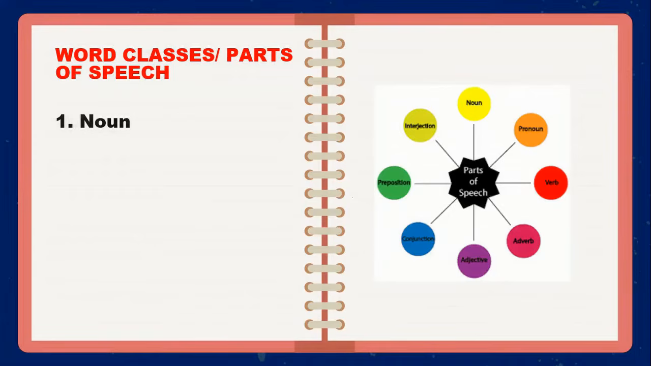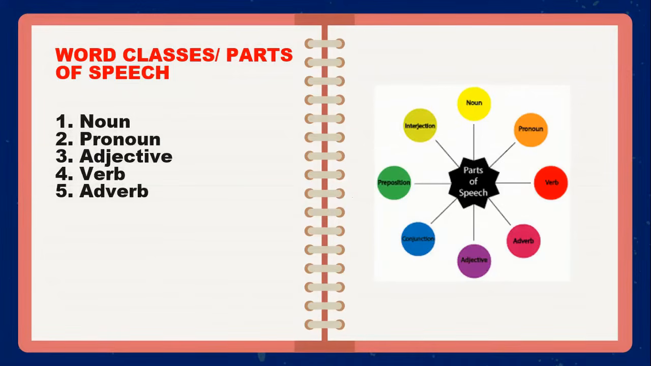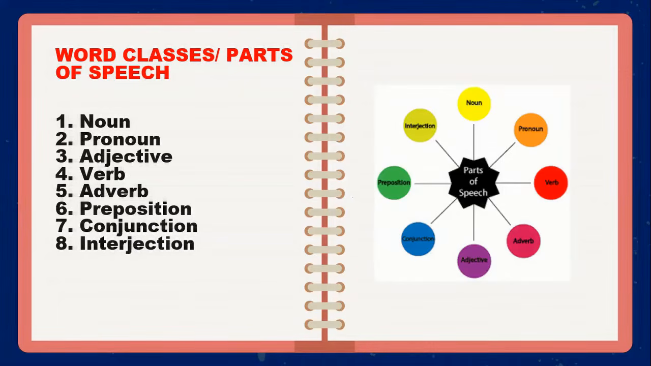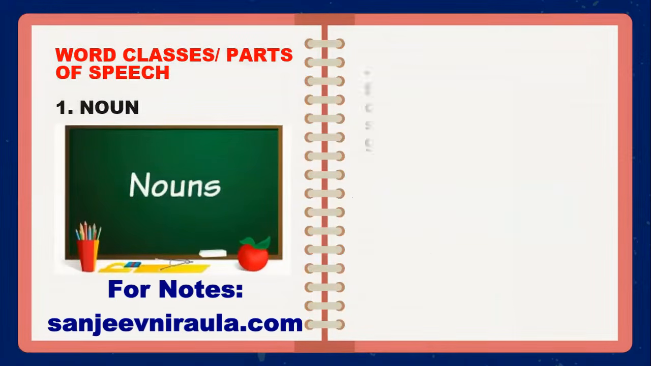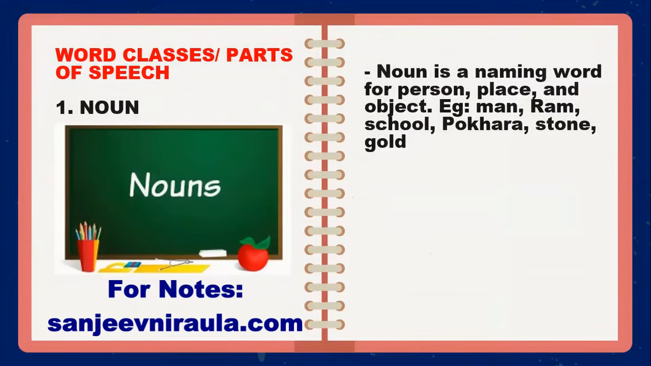So as the picture shows, we have noun, pronoun, adjective, verb, adverb, preposition, conjunction, and finally interjection. What do these different word classes stand for? We will see them one by one. Starting with noun. Noun is a naming word.